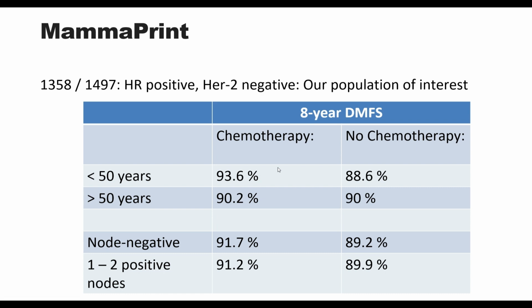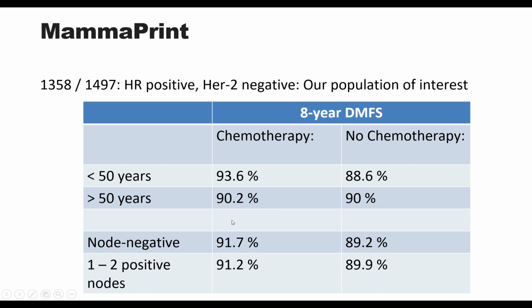When they were stratified as per their age and for their lymph node status, in patients more than 50 years of age, who generally carry a lower risk of recurrence than patients who are younger and premenopausal or less than 50 years of age, there was no difference at all in the 8-year distant metastasis free survival between patients who received chemotherapy and who received endocrine therapy alone. Patients who received endocrine therapy alone had a 90% 8-year distant metastasis free survival. Patients who received chemotherapy over and above endocrine therapy had a 90.2% 8-year distant metastasis free survival.